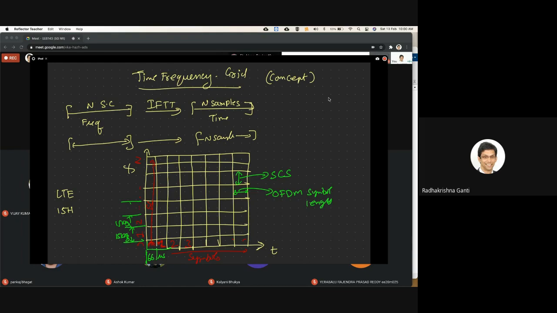Okay. So now in OFDM, what are your resources? Your resources are both in time and frequency. So your resource grid is a set of resources available to you. So what can you do?